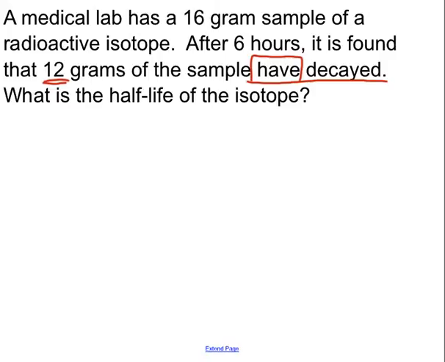So in your head, you got to look at this. You go, 4 grams is left. 16 minus the 12 that have decayed equals 4. Okay? 16 grams is what we started with. 12 grams have decayed. So we have 4 grams left. You can do that in your head, but maybe it would just help to write it out. How much do I have left?